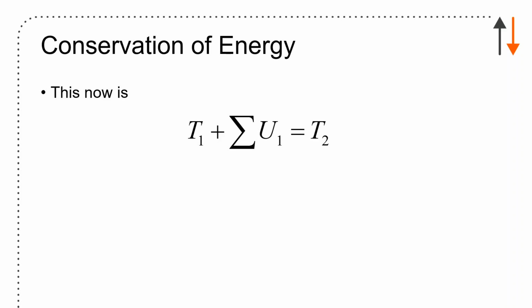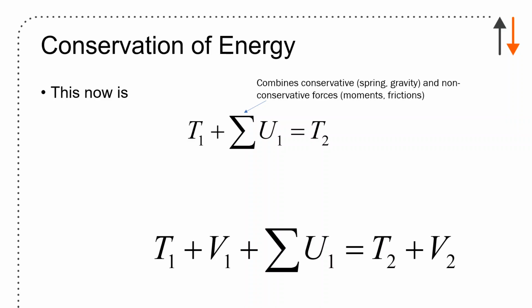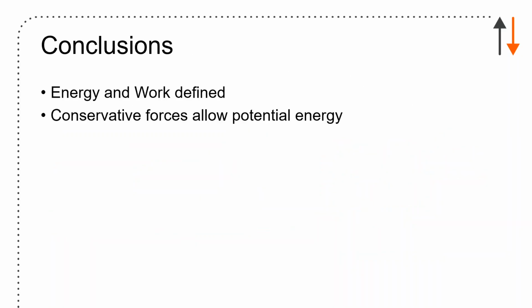In terms of conservation of energy, it's still the same equation: T1 plus work done is equal to T2. But I'm going to combine a number of things here, spring, gravity, conservative forces, with non-conservative forces like moments and friction. So I have T1 plus V1 plus U1 work done equals T2 plus V2. Here I'm going to deal with conservative forces, and here I'll deal with the non-conservative forces. Conservative forces are always going to be, in this course, spring, elastic, or gravitational. So we can deal with those there.